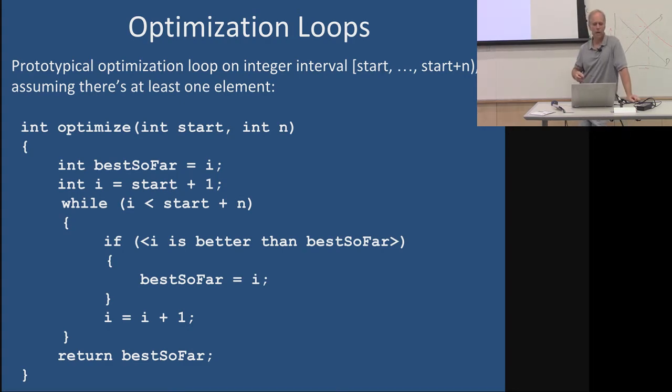Okay, so this is an example of an optimization loop that consumes sequences of integers. So at its basis, you initialize the counter variable right there, int i equals start. While i is less than start plus n, you do something. So let's look at what we're doing. First thing we're doing is we create this variable best so far, and we initialize it to hold i. Now why do you suppose I chose i?